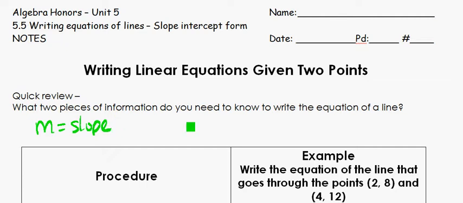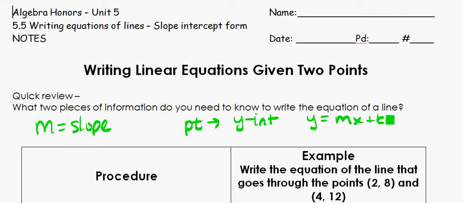Another piece of information we need is a point. If that point happens to be the y-intercept, our job is made very easy because we can simply use the slope and the y-intercept to write the equation in the form y equals mx plus b, which is slope-intercept form.